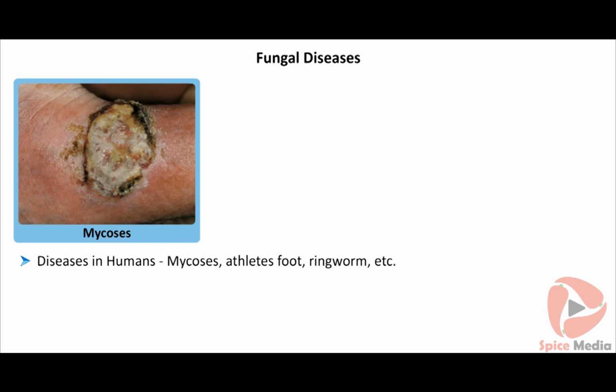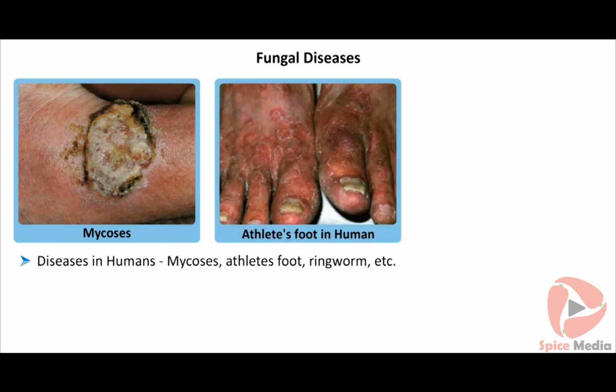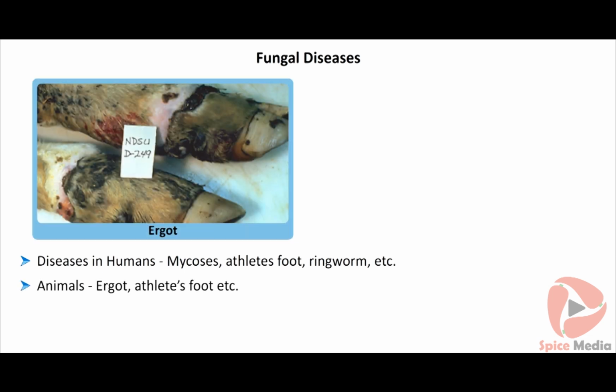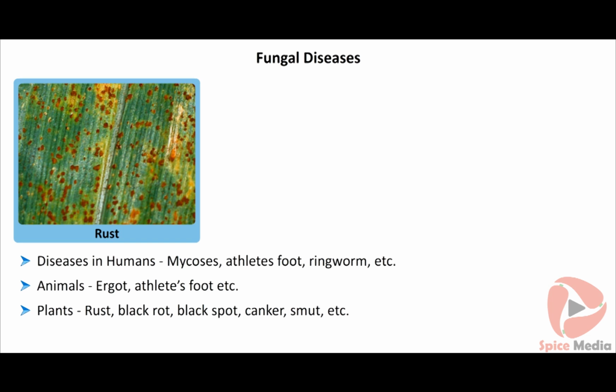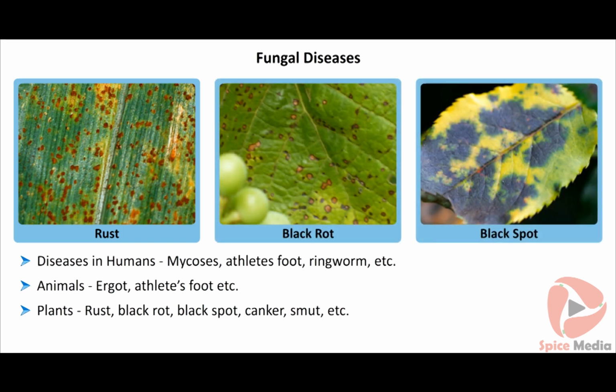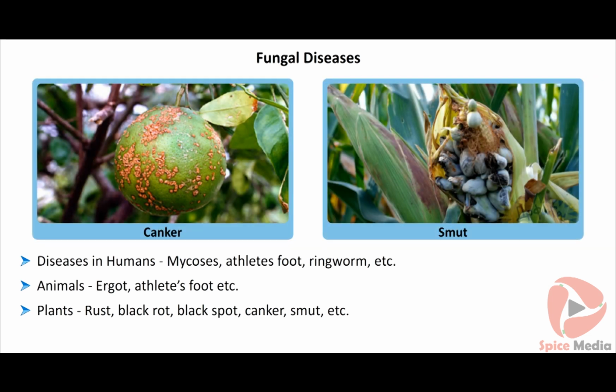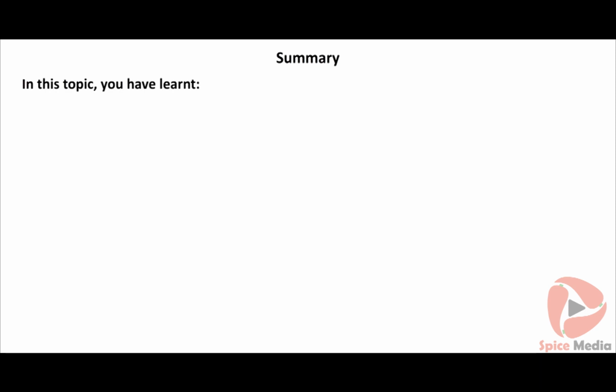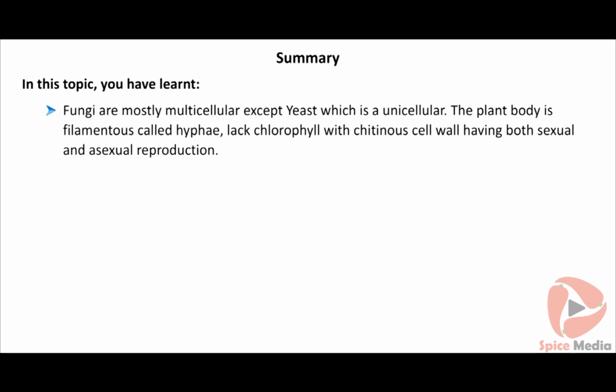Though some fungi are beneficial, there are some that cause diseases to human beings, plants, and animals. In humans, they cause the disease mycosis, which grows on skin, nails, hair, and organs, such as athlete's foot, ringworm, etc. In animals, they cause diseases such as ergot, athlete's foot, etc. In plants, they cause rust, black rot, black spot, canker, smut, etc.